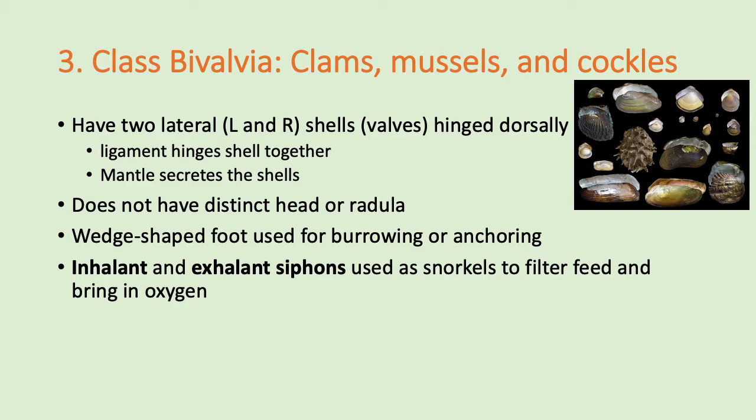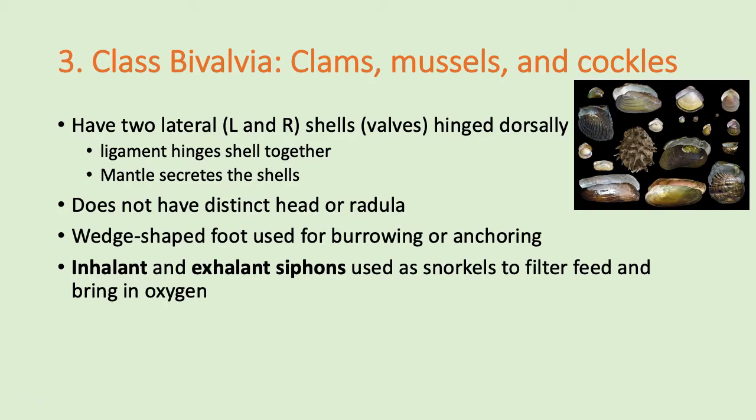So, moving on to the third class Bivalvia, clams, mussels, and cockles. So they're called bivalvia. Bi means two, and then valves is referring to the shells. So we have two lateral left and right shells or valves that are hinged dorsally. When you dissect your clam, the first thing you got to do is try to cut through muscles, tube muscles that keep the shell intact, and then you kind of have to pry it open. So there's a ligament that hinges the shells together, and you're going to have to cut through that.